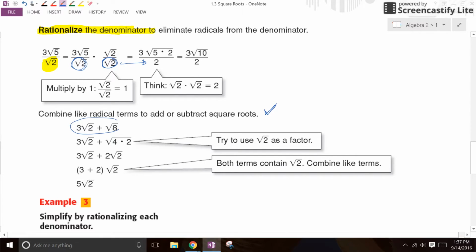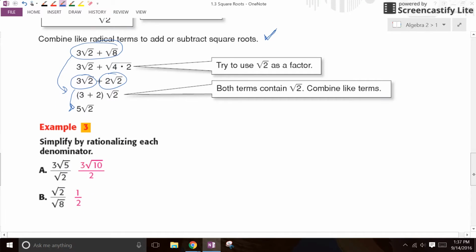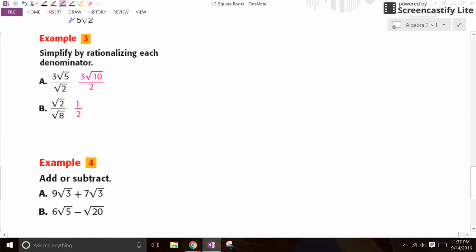I can't add them together here. But in this step down here, where it was 3 root 2 plus 2 root 2's, that's how you get 5 roots of 2. Kind of think of them as x's, and you can only add them together if they are the same. All right, so here we go. We got a little bit of each.